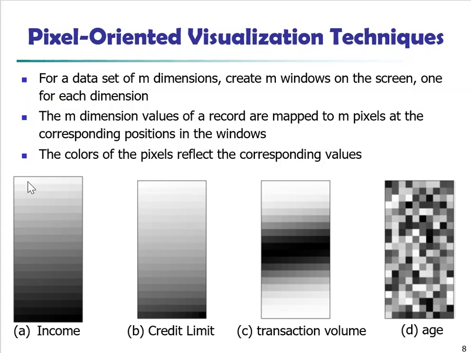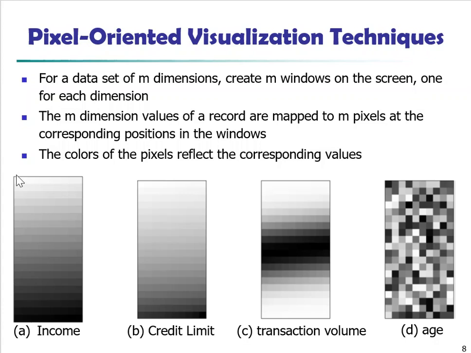And we're also going to apply different colors, different shades to the pixels. The shade of the pixel reflects the corresponding value. Lower income is going to have a lighter color, and higher income is going to have a darker color.